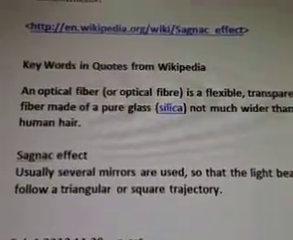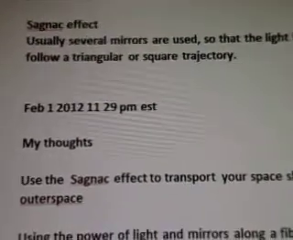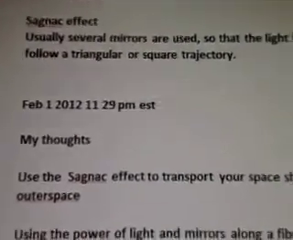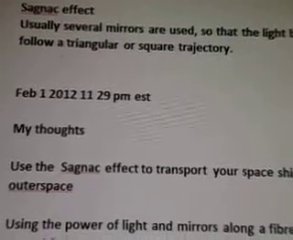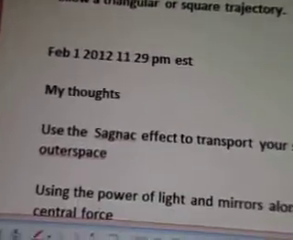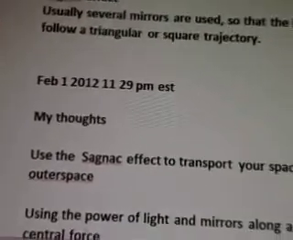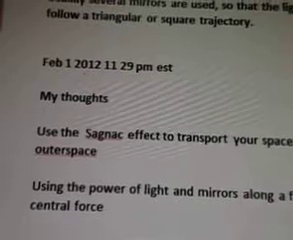So keywords in the quotes from Wikipedia. An optical fiber is a flexible, transparent fiber made of pure glass, silica, not much wider than a human hair. In the Sagnac effect, usually several mirrors are used so that the light beams follow a triangular or square trajectory.